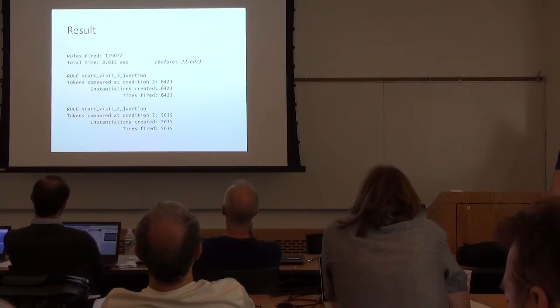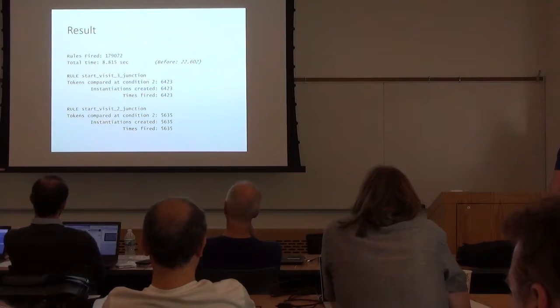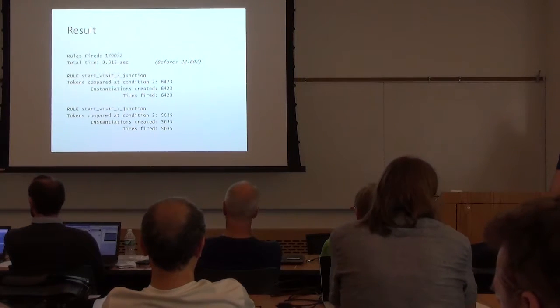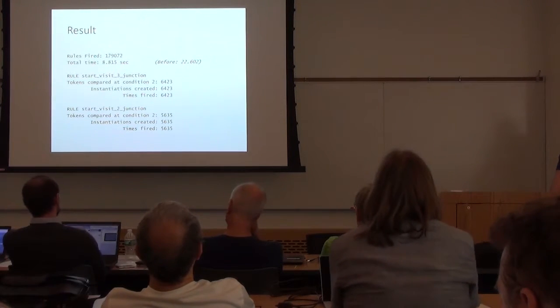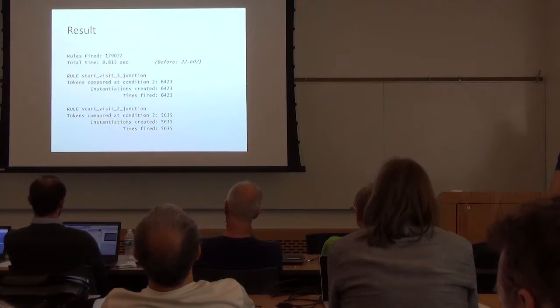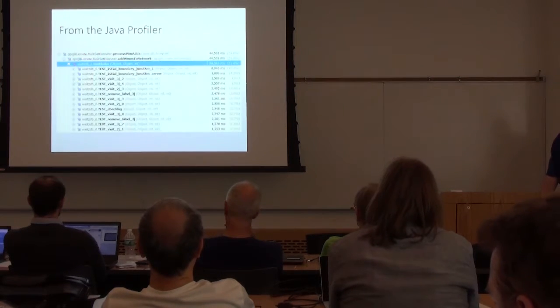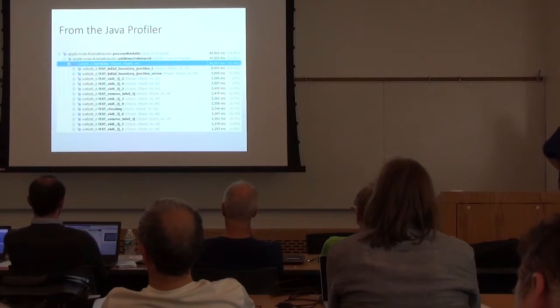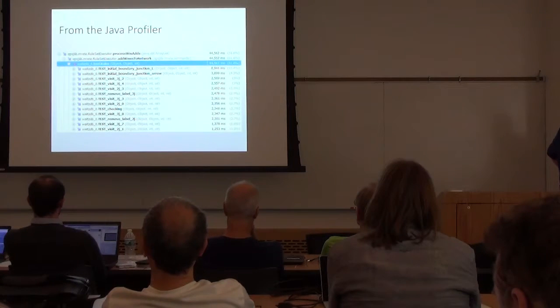All right. Here's the result of this. The time has now dropped from 22 seconds to about 9 seconds. That's good. The number of instantiations created, the comparisons, and the times fired are all identical. So this is basically as good as you can do for these rules. And if you look at the Java profiler again, it seems to have worked, because the two expensive rules are no longer at the top of the list of expensive rules.